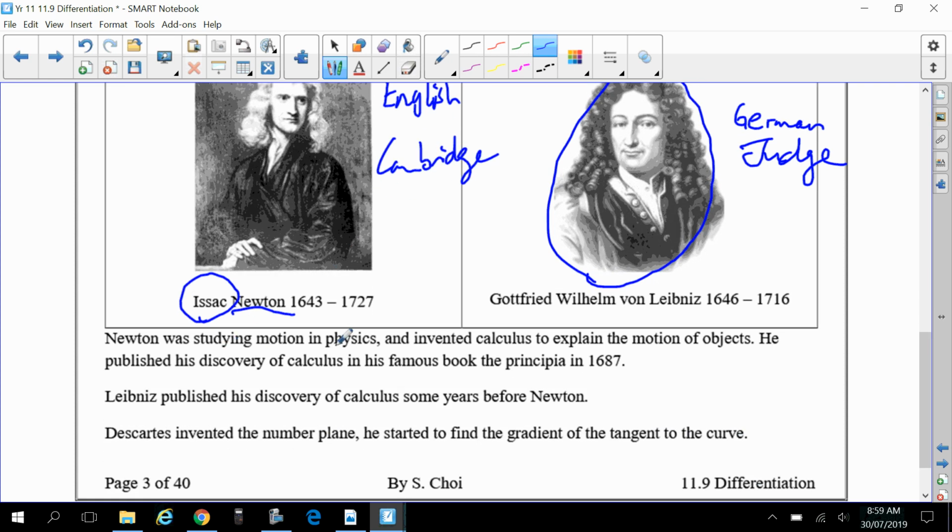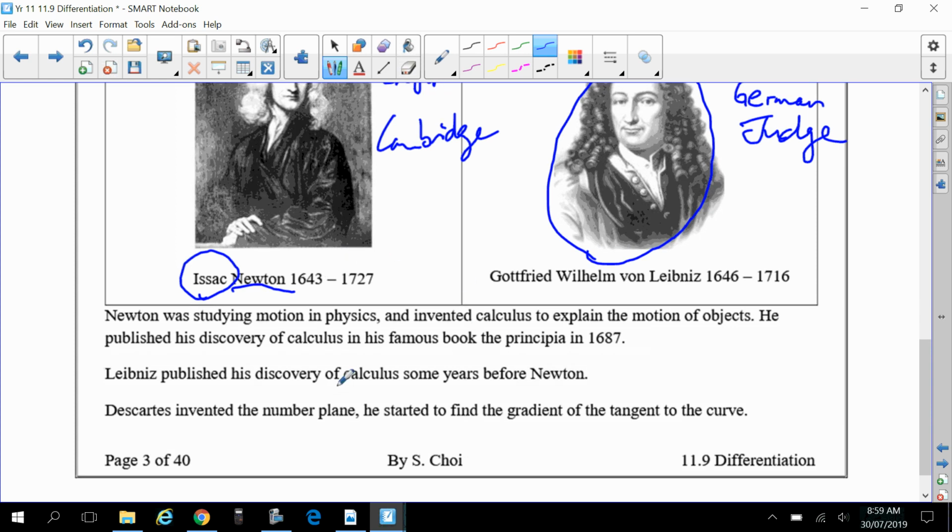Newton was studying motion in physics and invented calculus to explain the motion of objects. He published his discovery of calculus in his famous book called the Principia in 1687. So what age was he then? Who's good at maths? 24? No, not 24, 44. 44 is still pretty good. Yeah, but there was no Nobel Prize at that time.